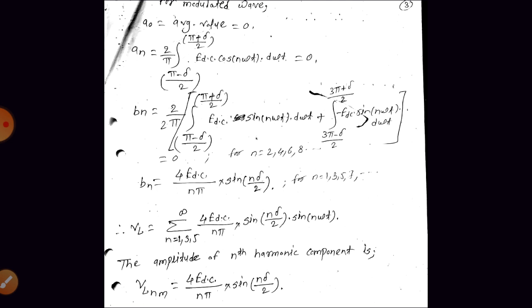Next, in my next video, we will be discussing about the multiple pulse width modulation technique for the voltage.